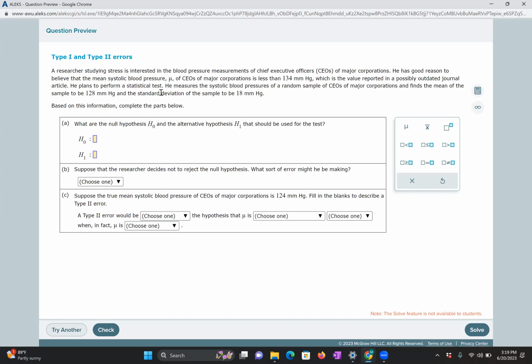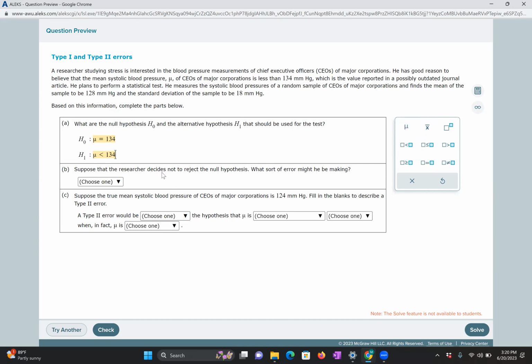Okay, so he plans to perform a statistical test. He measures the systolic blood pressure of a random sample and finds that the mean is actually 128 and the standard deviation is 18. So the question is, what are the null hypothesis versus the alternative? So I'm going to say mu is equal to 134. And according to this, they believe that it's less than, so we're going to say that mu is less than 134.